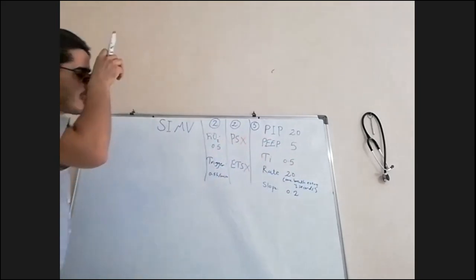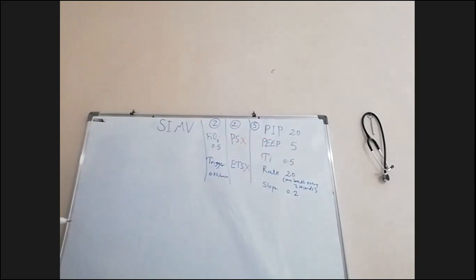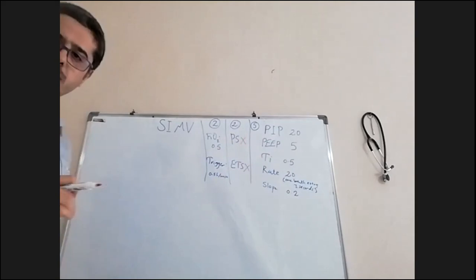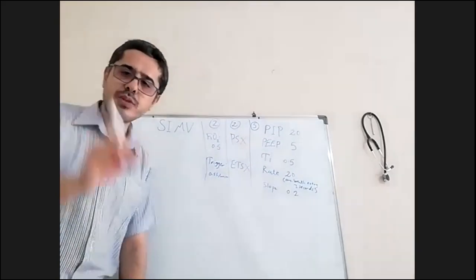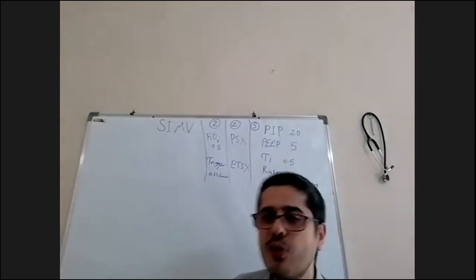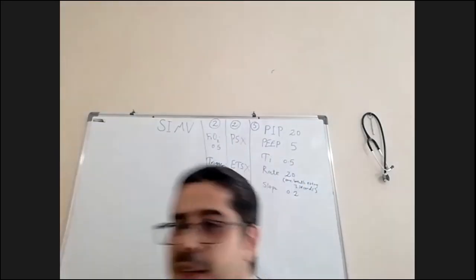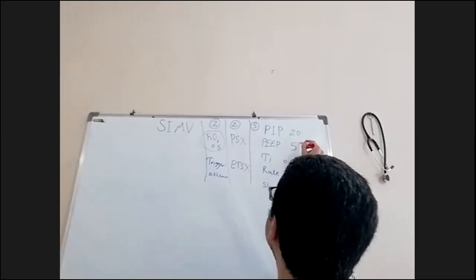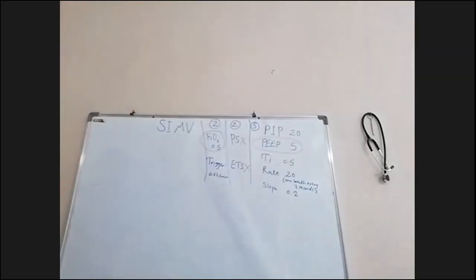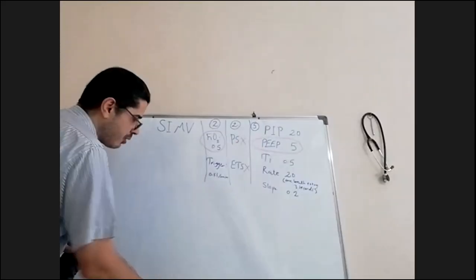Now, if I ask you, what are the two parameters which are always there in any mode? Any mode you use, you must have these two parameters. Can someone tell me what are the two parameters which are always there? PEEP and FiO2. FiO2 and PEEP, exactly. So in any mode, you must have FiO2 and you must have PEEP. Okay, very good.